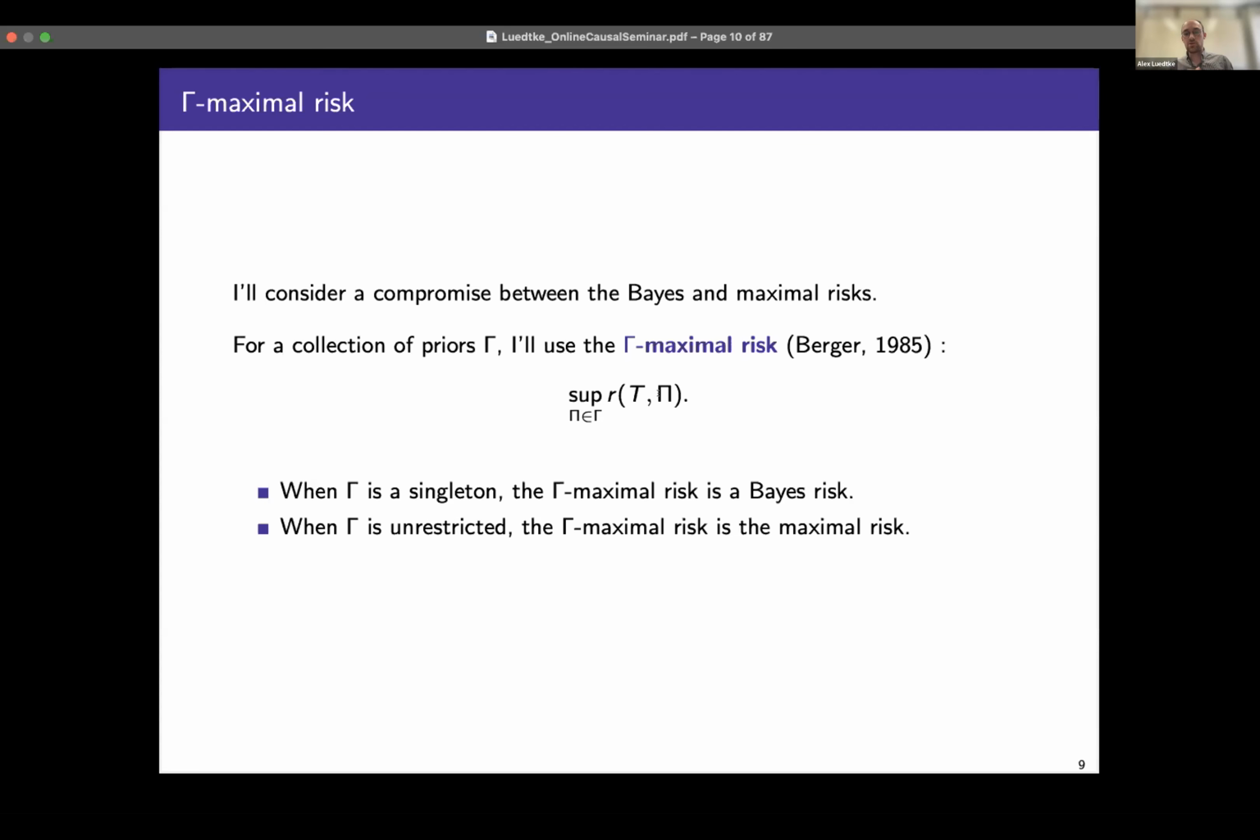Okay, and at the two extremes, when gamma is a singleton containing only a single prior, then the gamma maximal risk is exactly the Bayes risk for that prior. And when gamma is unrestricted, the gamma maximal risk can be shown to be equal to the maximal risk. Okay, so it's really the same as the maximal risk criterion. If you choose gamma somewhere in between a singleton and everything, then you can get a compromise between the two approaches.